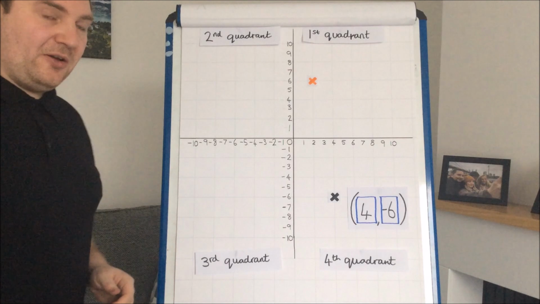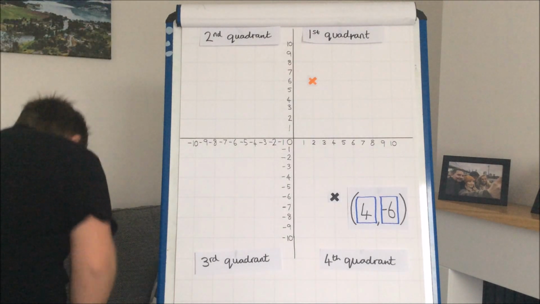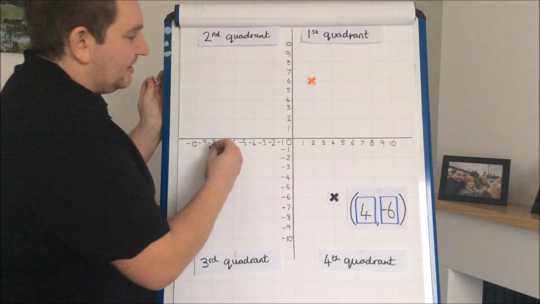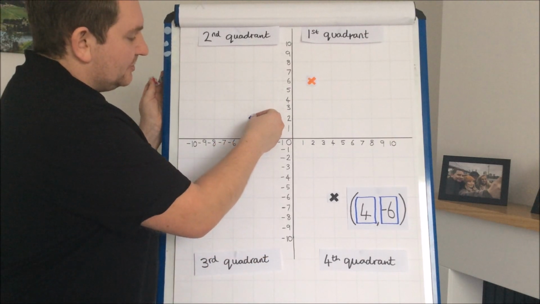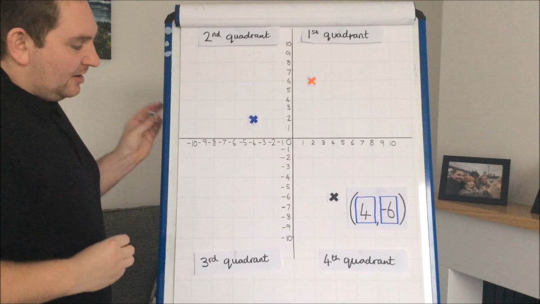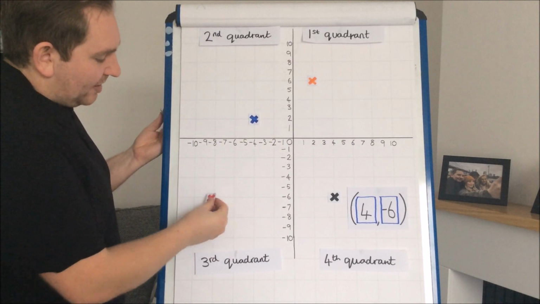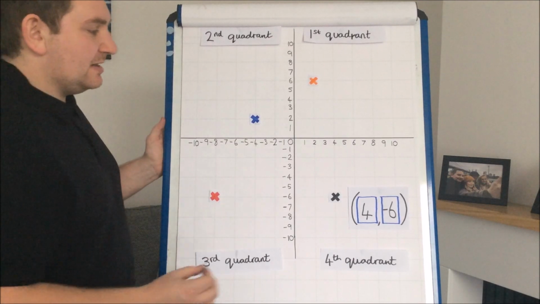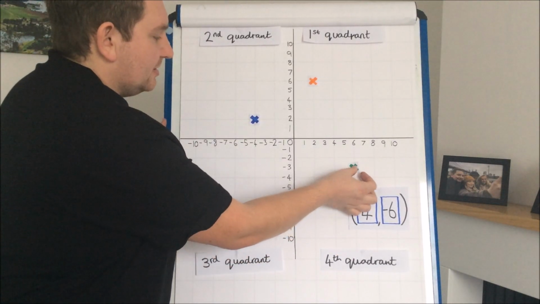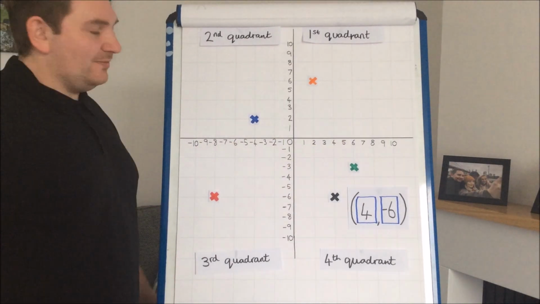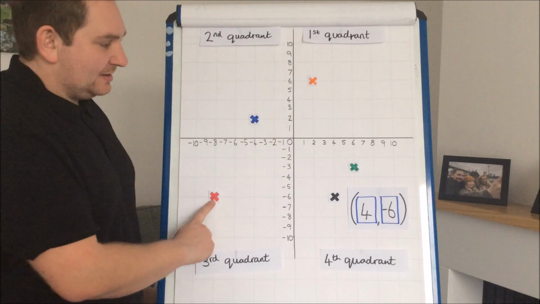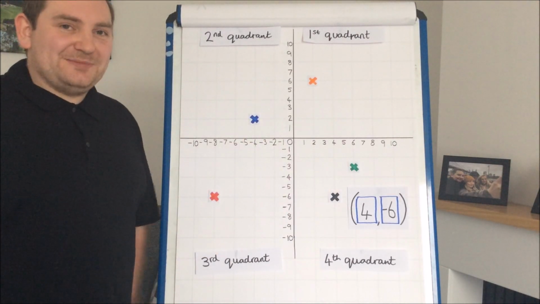I would like you to have a go at the next 3 that I place on the board now. So I'm going to place the blue cross here. I'm going to place the red cross here, and I'm going to place the green cross just here. Okay, so if you pause the video, you can have a go at naming these points on our quadrants.